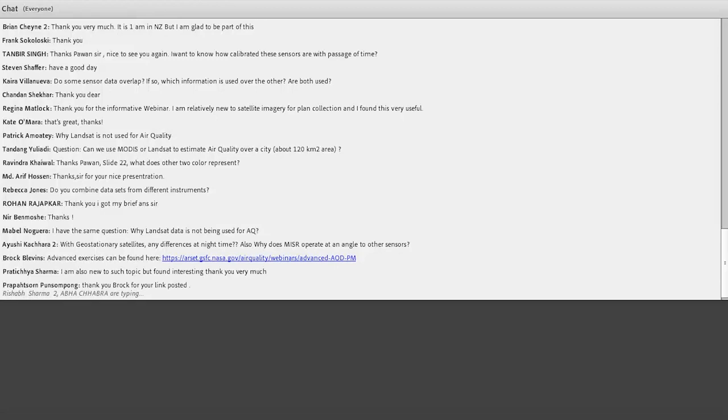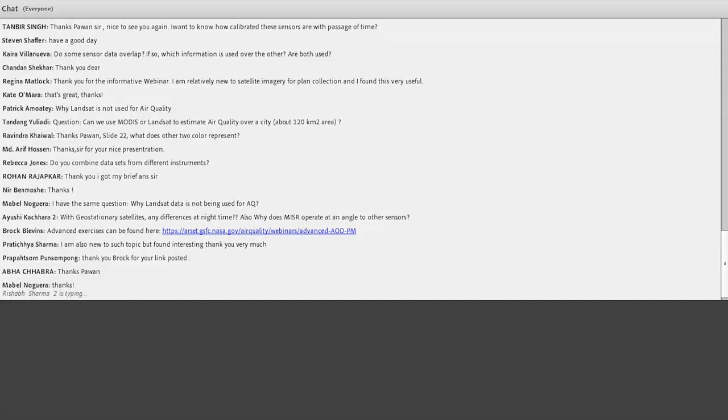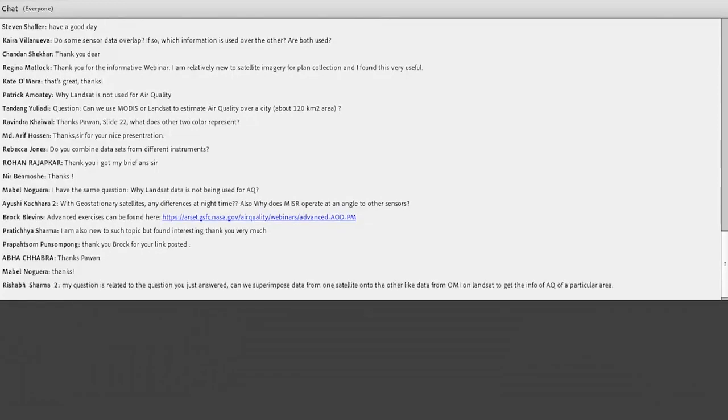Okay, there's another question: how well calibrated are these sensors with the passage of time? Yes, that's a very important question. When these satellites are designed to work for 3 to 5 years, it is very important to make sure that the quality of the sensors does not degrade over time. Quality of the sensors and measurements does degrade, so there is a specific team of people who make sure that the sensors are calibrated and there's no problem.